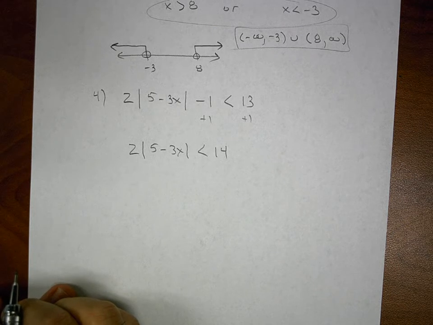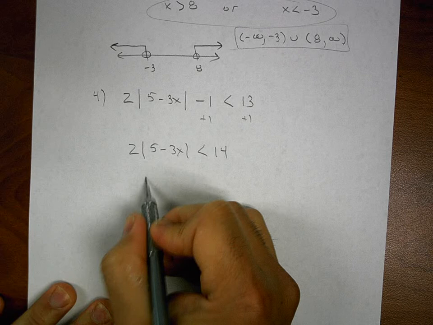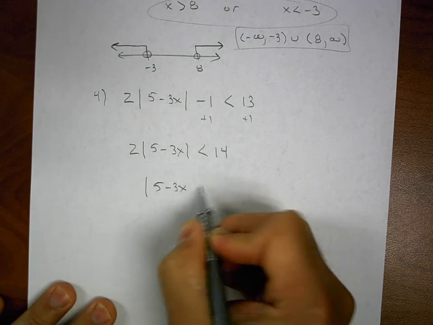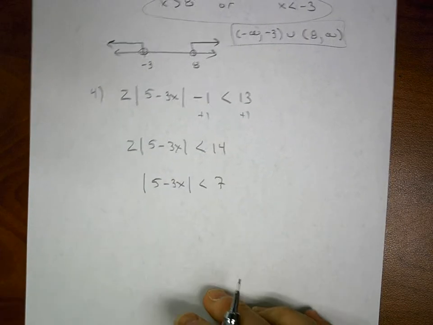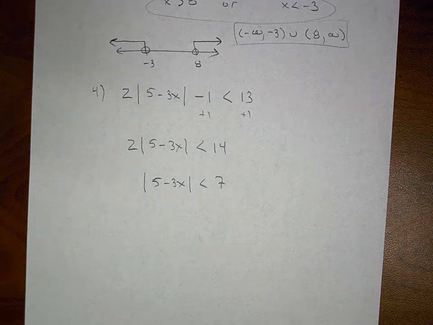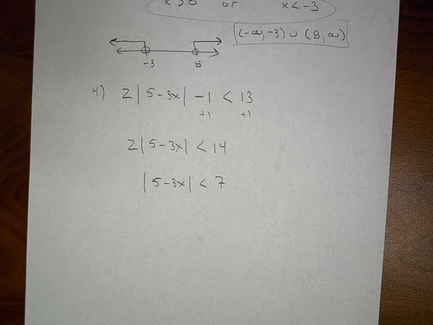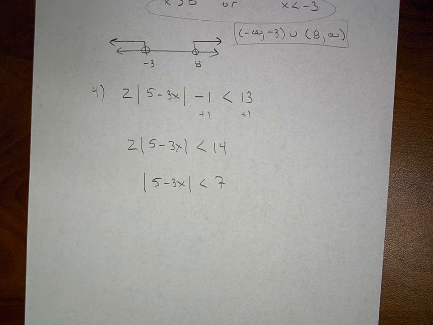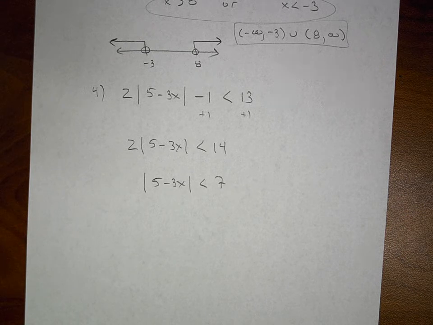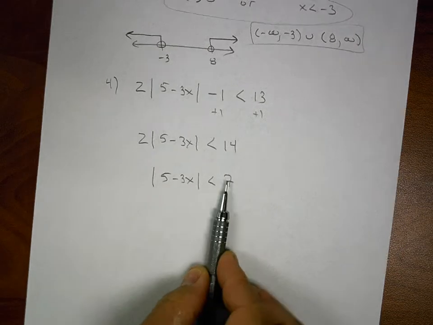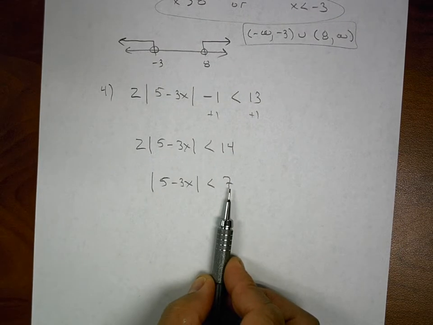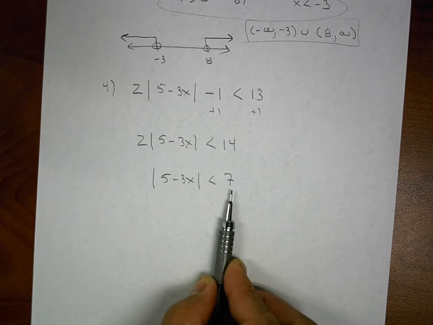Then divide by 2. So the absolute value of 5 minus 3x is less than 7. What's our setup? Is this a greater than or less than? Less than, so we sandwich it in between 7 and negative 7. That's our setup.